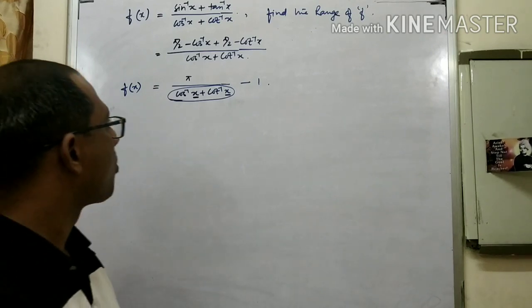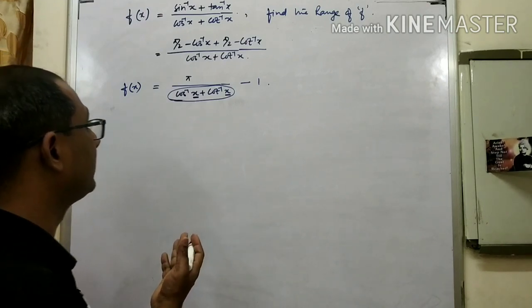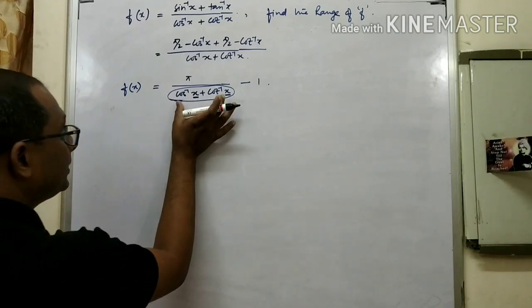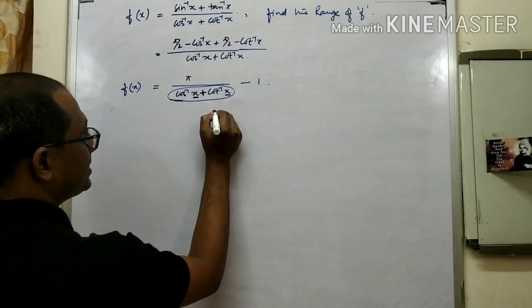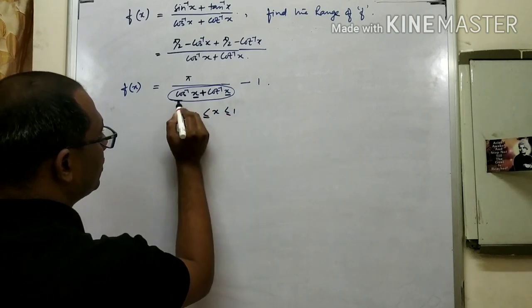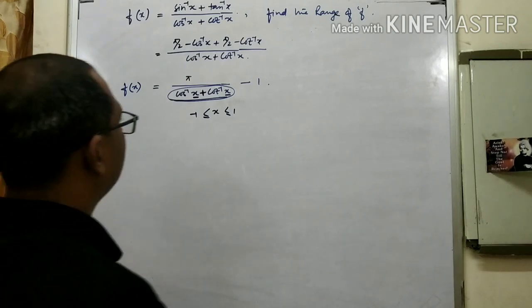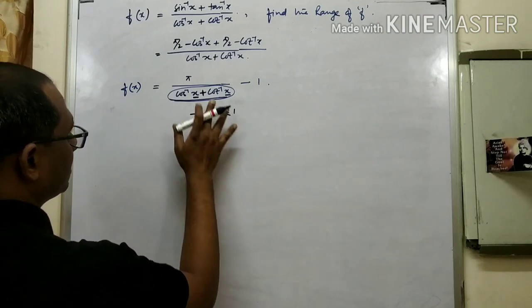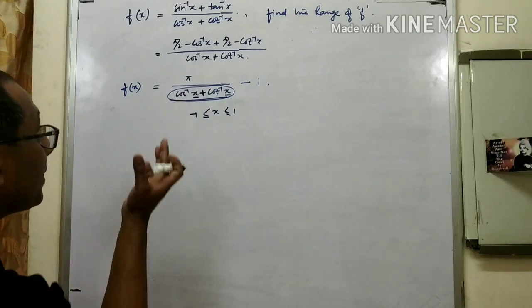Cot inverse of x, the domain is the entire real numbers. And cos inverse x, the domain is from -1 to 1. Since there is a sum of these two functions, their common domain will be -1 to 1 only. So x is lying between -1 to 1. I am talking about the denominator function only. Now we have to find out the range on -1 to 1, or the maximum value of this function.